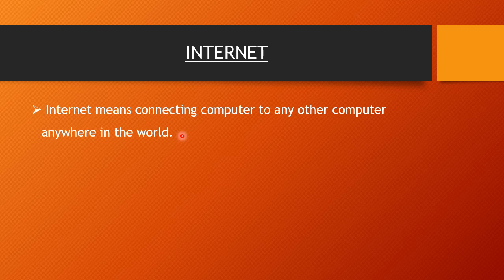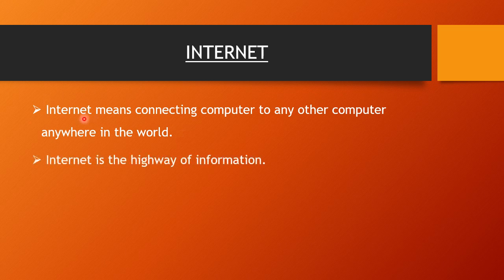Suppose you are sending an email to a person who is staying in USA. In that way we are connecting that person from a different place. Okay, we are connecting computer to computer anywhere in the world. By sending the messages, you're connecting the computers. So for that purpose you need internet.